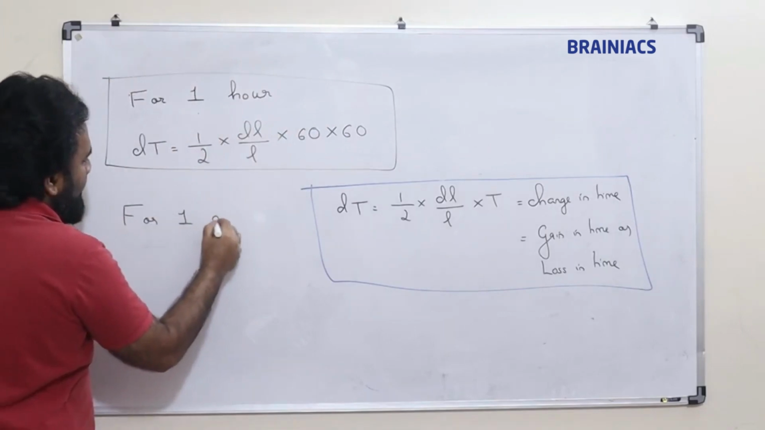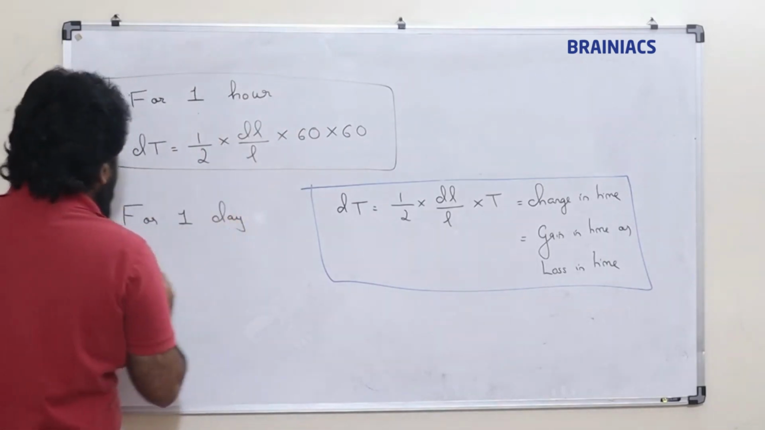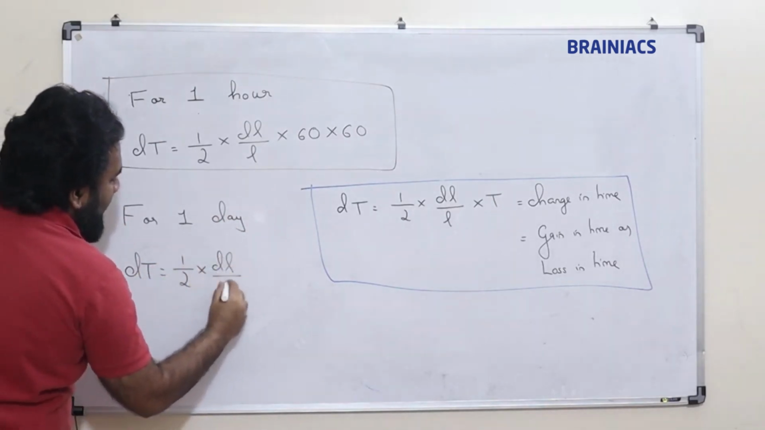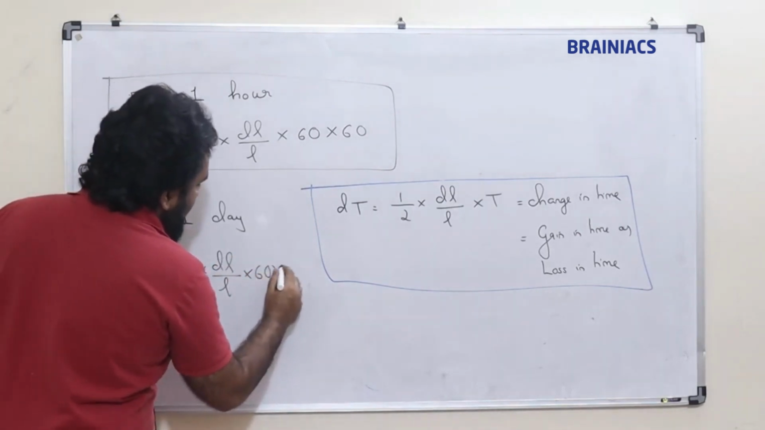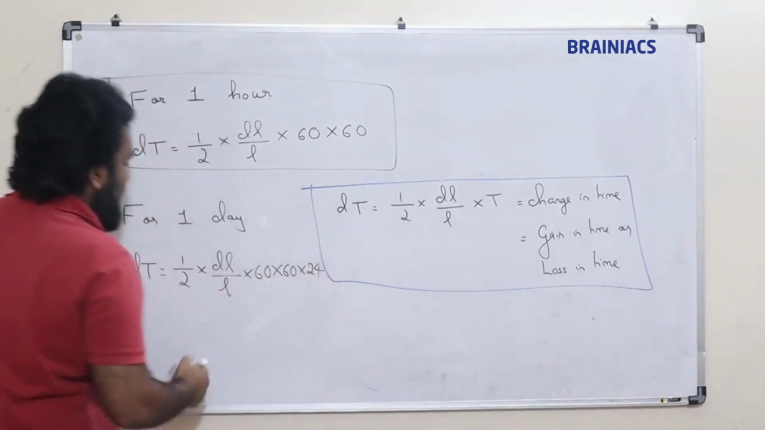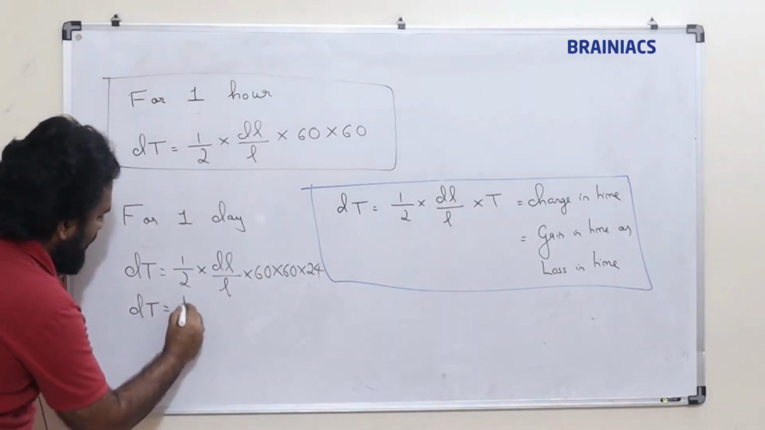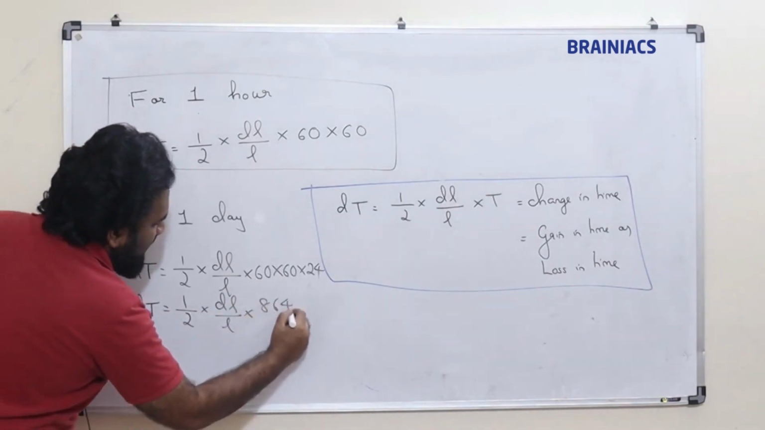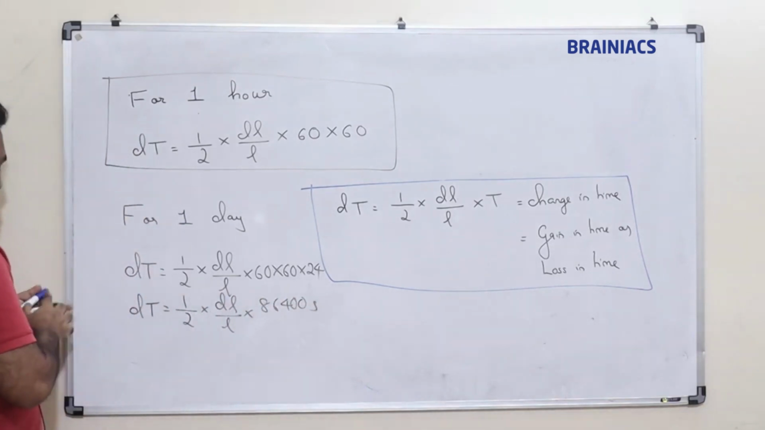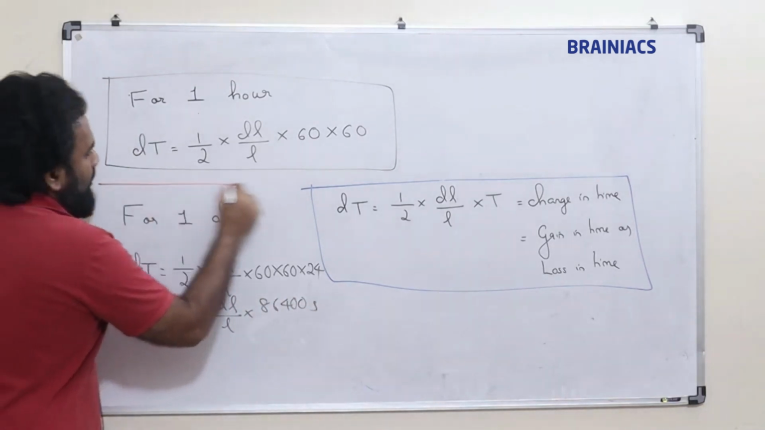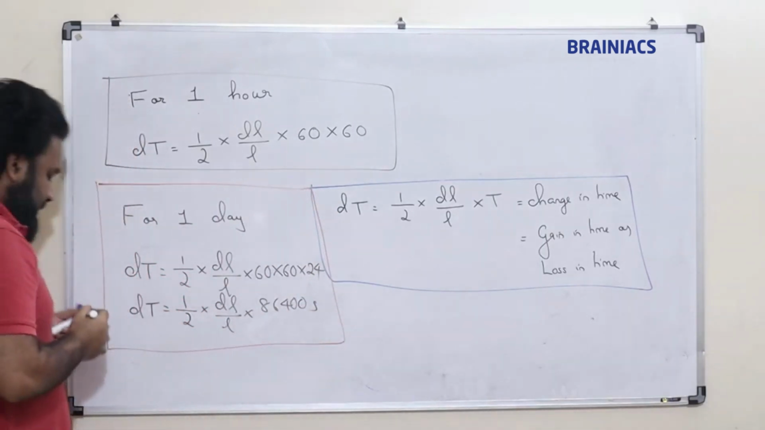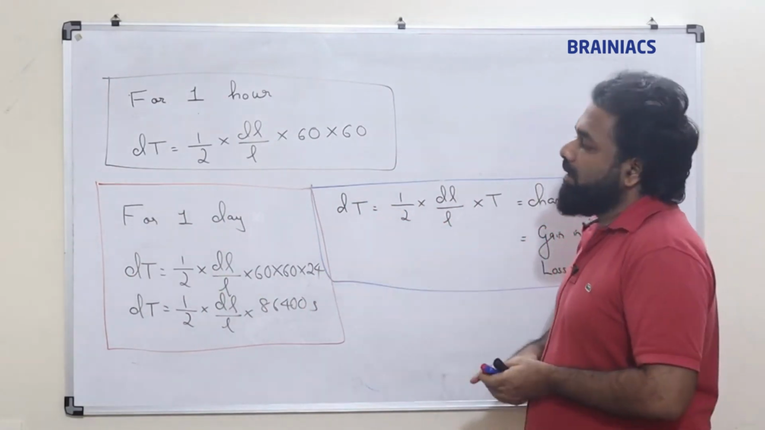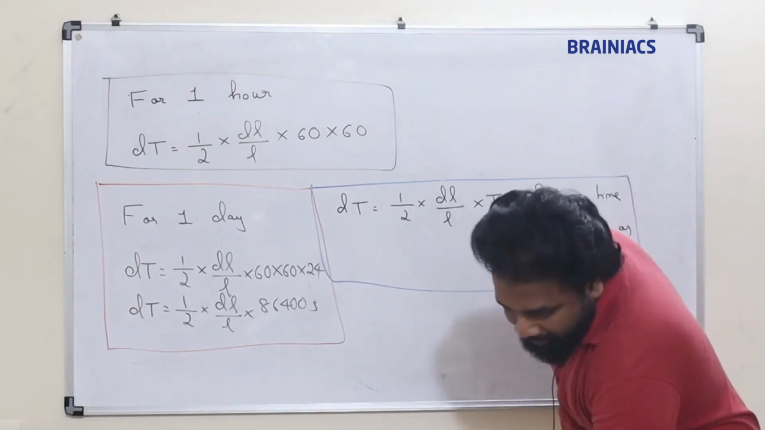For 1 day, dt is equal to half into dl by l into 60 into 60 into 24. Okay, for 1 day. Or we can say dt is equal to half into dl by l into 86,400 seconds. Okay, say for 1 day. So because of the change in length, the time period will have this many effects. Hope it is clear for you.